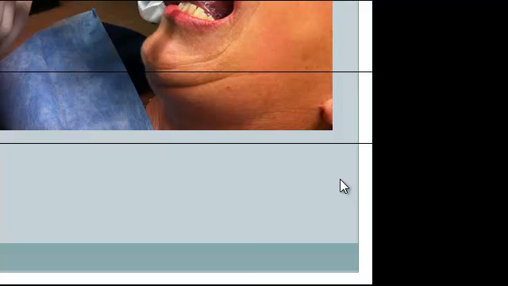Incisional biopsy and excisional biopsy. Incisional biopsy is where you take part of the normal tissue and part of the lesional tissue, whereas if the lesion is small enough, then you might carry out excision of the whole thing, called excisional biopsy.